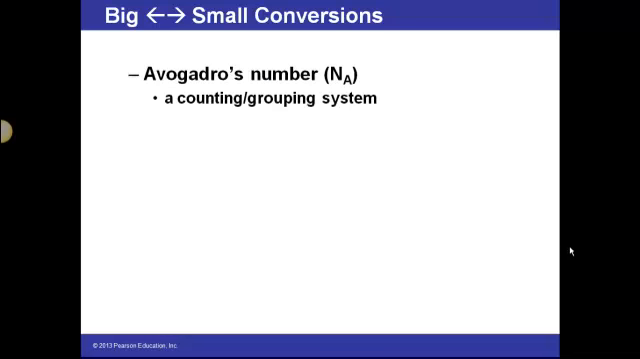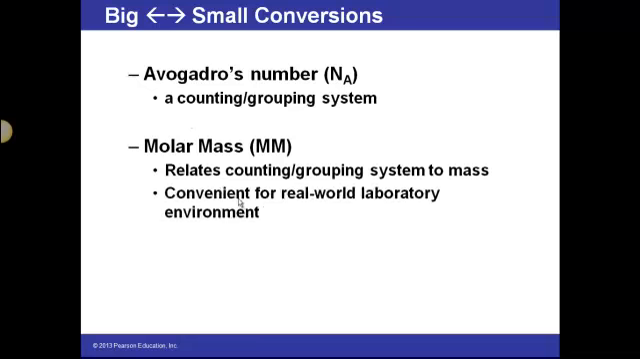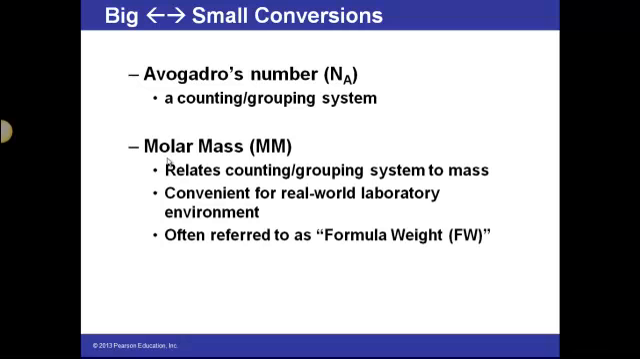So Avogadro's number then represents a counting or a grouping system, and we relate that then to the concept of the mole and the molar mass. So this is relating our counting or grouping system to the actual mass of the compound that we can measure in gram weight inside the lab. So this is very convenient for real-world laboratory experiments. So you'll see molar mass, also referred to as the formula weight or the molecular weight. So all three of these concepts are the same thing. It's just adding up the sum of the atomic weights of all the components of your molecule.